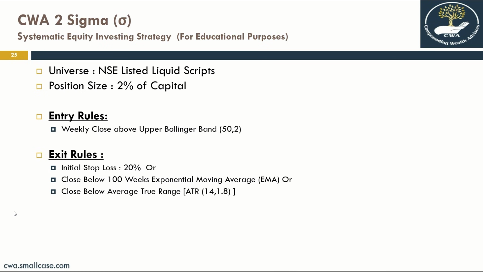Exit rules, there are 3. One is an initial stop loss of 20%. So for example, if there is a buy signal and the buying price is 100 rupees, if the weekly close is below 20%, which is below 80 rupees, the stock is to be exited. The other 2 conditions are if the close is below the 100-week exponential moving average, or the close is below the average true range having setting of 14 and 1.8. So if either one of these 3 exit rule criteria are met, the stock is to be exited.